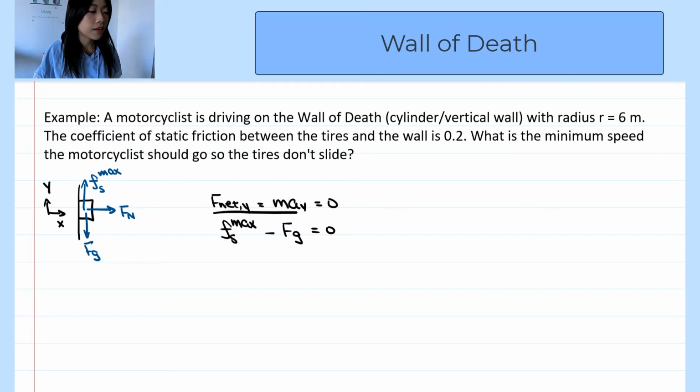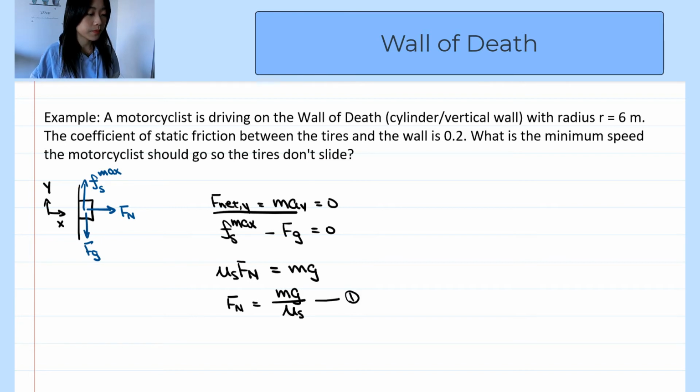And maximum static friction is the coefficient times the normal force, and this equals the gravity force, mass times g. Then we isolate for the normal force. It equals the gravity force divided by the coefficient. And let's call this equation 1.